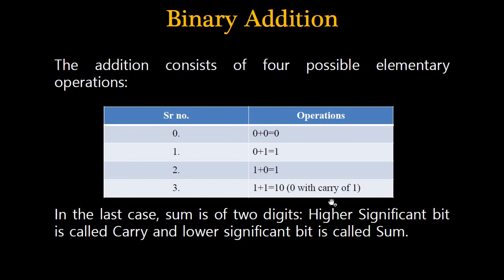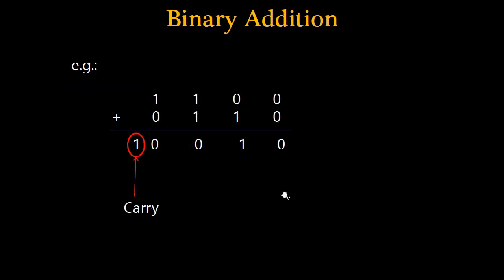Here the higher significant bit is called the carry and the lower significant bit, that is 0, is called the sum. Example: we are taking two numbers, 1 1 0 0 and adding it to 0 1 1 0. 0 plus 0 will be 0. 0 plus 1 is 1. 1 plus 1 is 0, and the carry 1 will be here, and 1 plus 1 again gives 0 sum and carry 1 here.